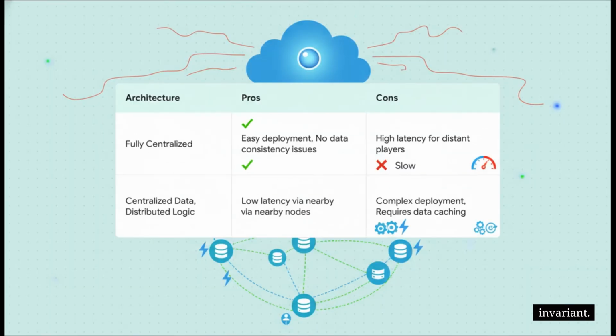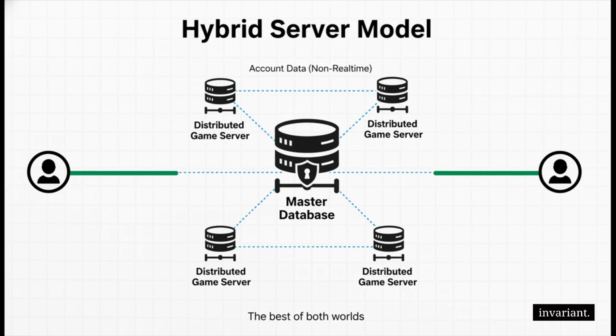So when you're building a global game, you basically have two main choices. You could go fully centralized, stick all your servers in one spot. Super easy to manage, but terrible for players on the other side of the planet. Or you could distribute your game servers everywhere, which gives players low latency, but is a total nightmare to deploy and keep consistent.